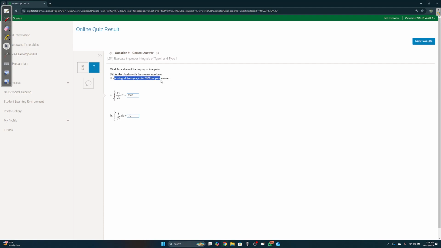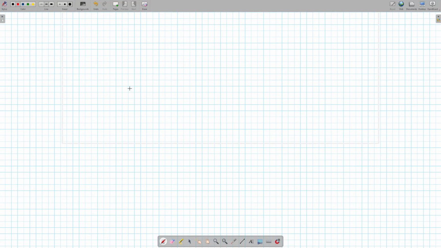So over here, they said if an integral diverges, enter 999. So you put 999. So that's the first case. That's what we call type 1 of the improper integral. Okay, very simple, very easy really. The second type is what I'm going to show you now.